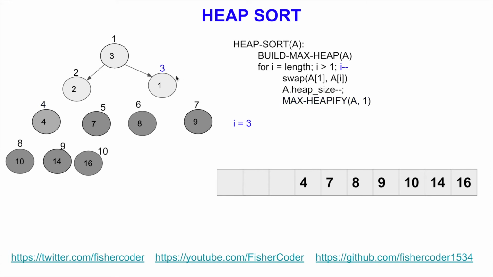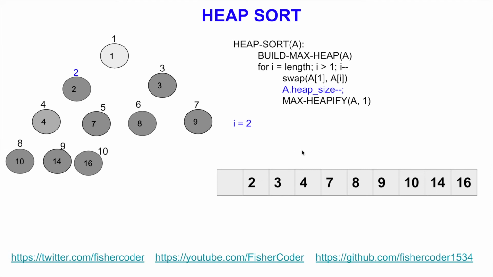Now I is 3. 3 swap with 1. These two swap. Now decrement the size of the heap by cutting off the edge and putting 3 into the correct position. Now there are only 2 elements in the binary tree, and this is not a valid heap, so we need to call max-heapify. Swap these two. Continue to decrement I. I is going to be 2, so 2 is going to be swapped with 1.